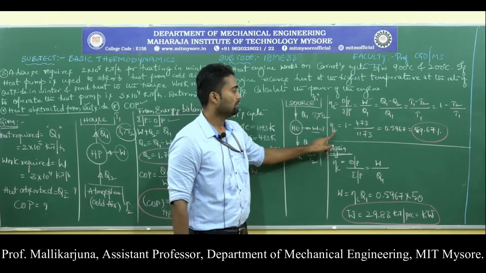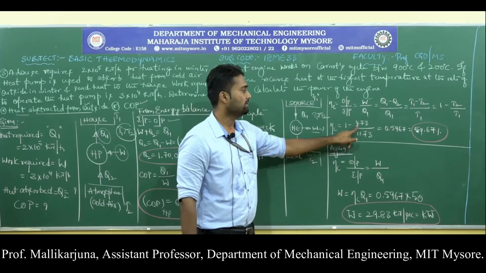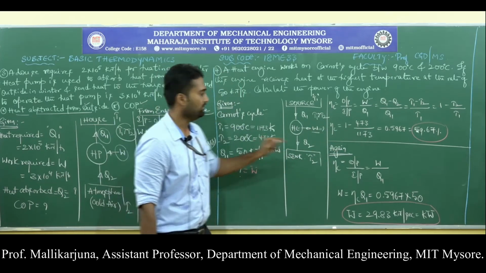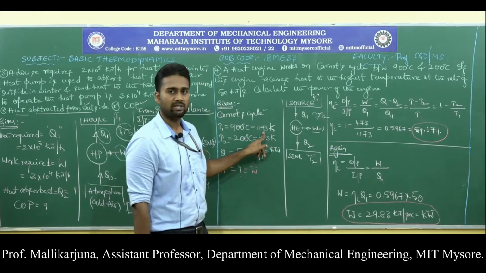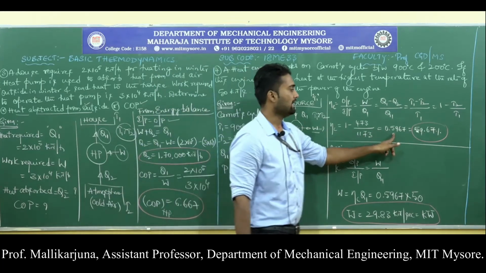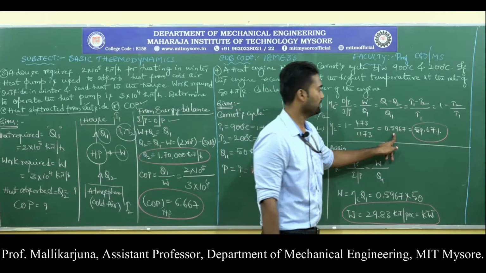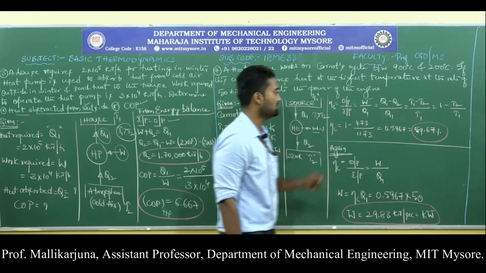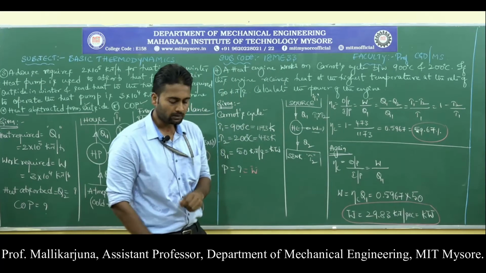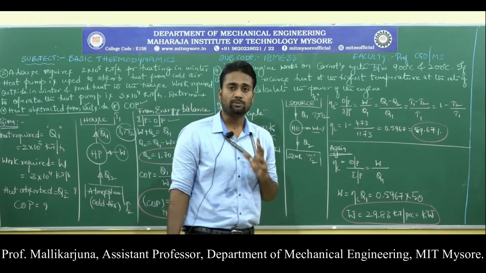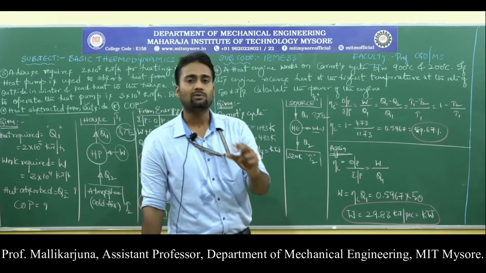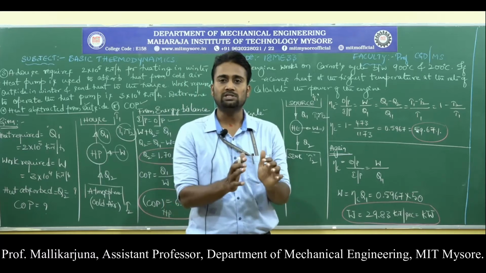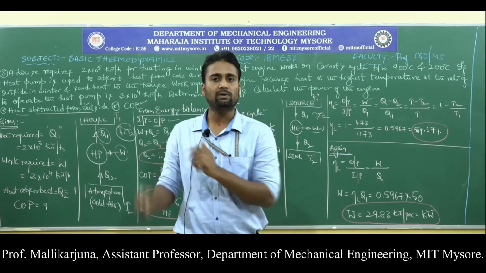Now efficiency of Carnot cycle is equal to 1 minus T2, 473 Kelvin, by T1, 1173 Kelvin. By operating this, I have got 0.5967, which is nothing but 59.67%. Here that efficiency needs to be understood. What is that value indicating to us? Efficiency of the machine is 59.67%.